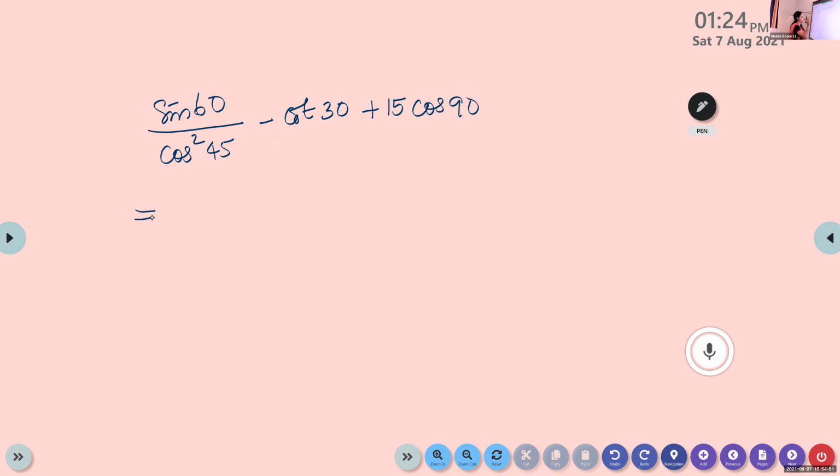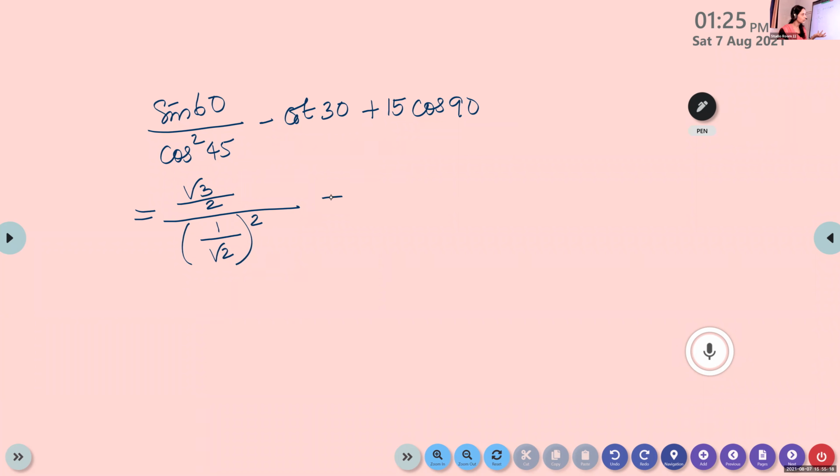What is the value of sine 60? The value of sine 60 is root 3 by 2. Root 3 by 2 by cos square 45, isn't it? Again, cos 45 is 1 by root 2, the whole square, minus cot 30.